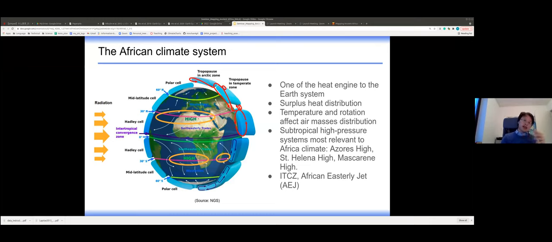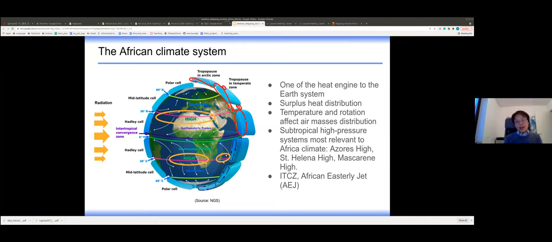Because of these high systems, the trade winds are driven toward the equator. Because of the change in the sun's angle, we see the drift of the so-called Intertropical Convergence Zone, the ITCZ. It moves around, and we see the change of the rain belts as well.